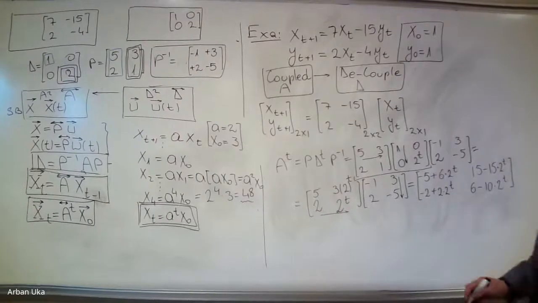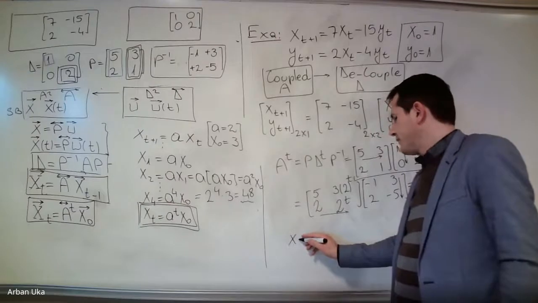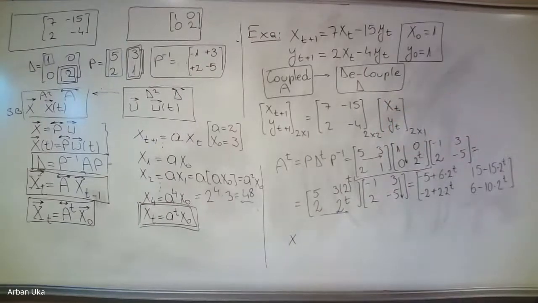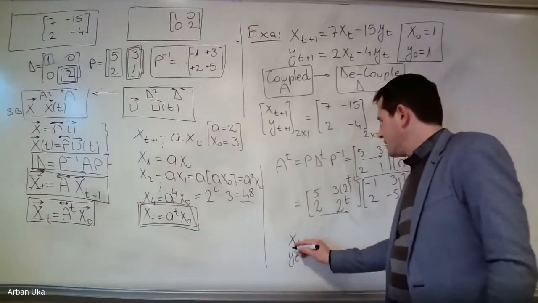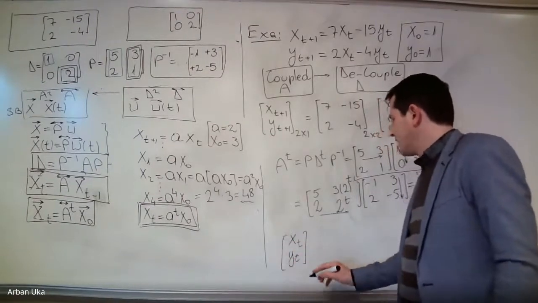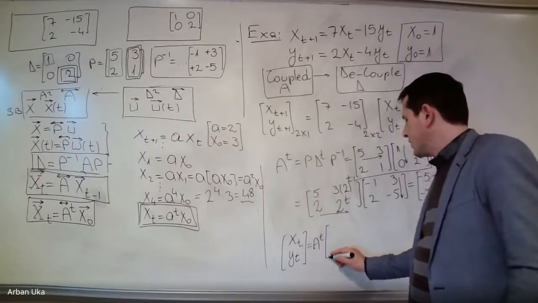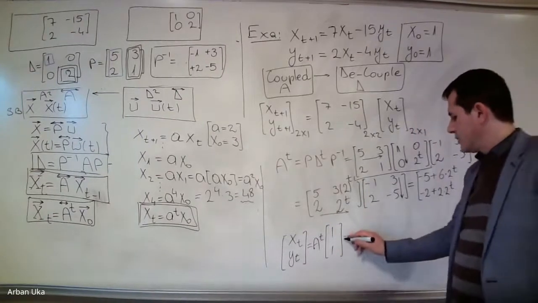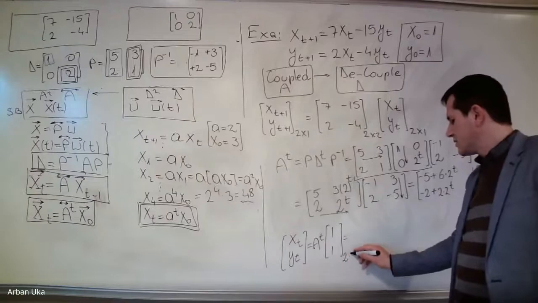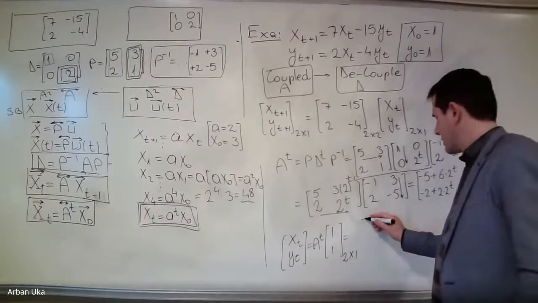Then our question is the following: what is x of t, y of t? Wait a second. Yes. This is equal to A to the power t times the initial condition x0. x0 was (1, 1), which is 2 by 1. So this matrix, which is 2 by 2, we need to add these two together.